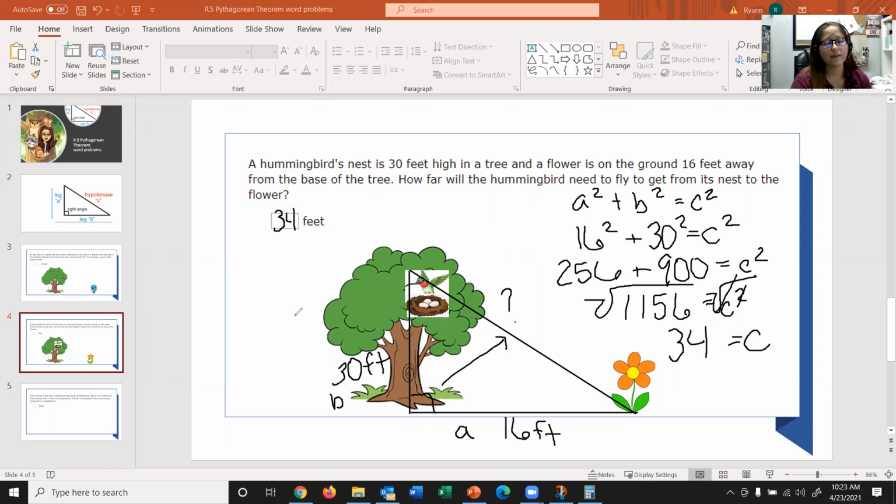And if we want to check this, we can see that one side is 30, one side is 16, and then the side that we found is 34, and 34 is the biggest side, or the hypotenuse. Okay. Let's look at one more example of this.